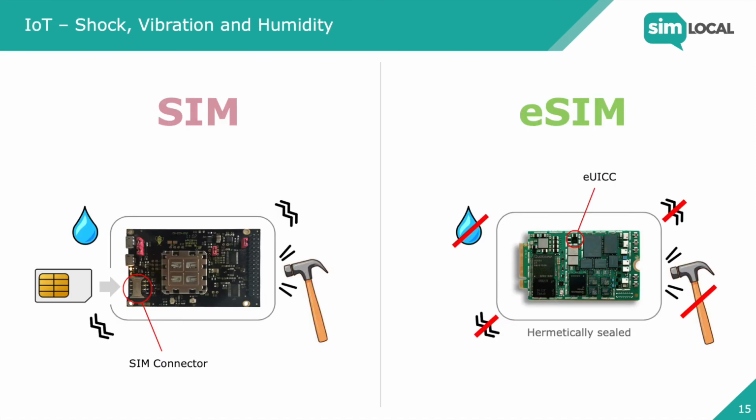In the eSIM world, things are very different. The EUICC is soldered into the device, and because of that, the device can be hermetically sealed. That way we avoid any vibration and shock issues, and we avoid any problems with humidity.